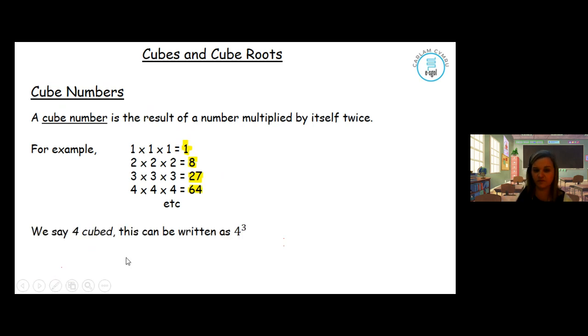Right, so we say 4 cubed, and this time, instead of having the power 2, we now have a power 3. So the power 3 represents cubed, and we would read that. So if I had 4 with a little power 3, that is 4 cubed. And it means what I've got above, 4 multiplied by 4 multiplied by 4, giving me an answer of 64.